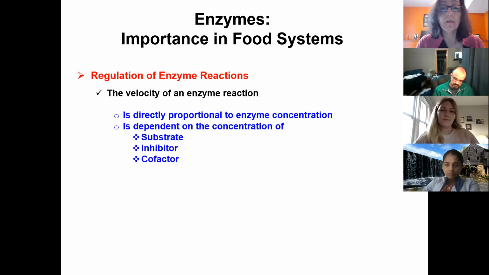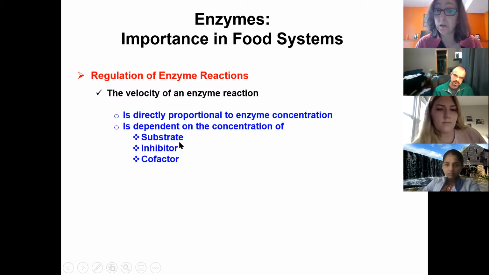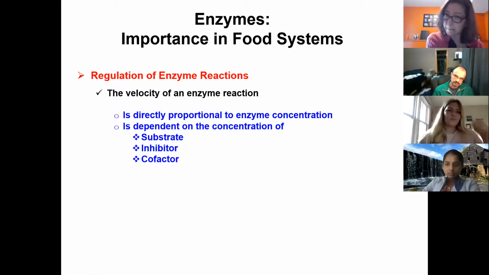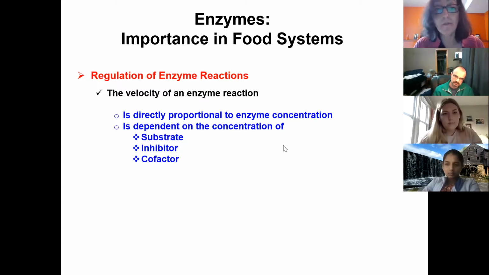It's also dependent on the concentration of substrate. We're going to spend some time explaining that, the impact of the substrate concentration on the rate of the reaction. And then, of course, there are inhibitors. So the rate of the reaction is impacted by presence of inhibitors to the enzyme. And then cofactors.